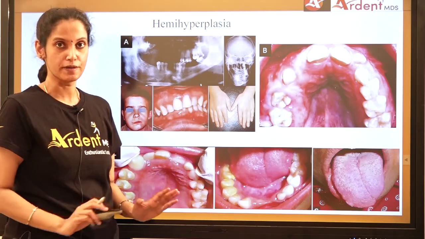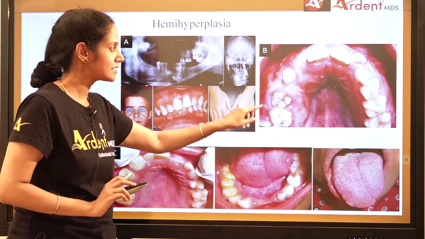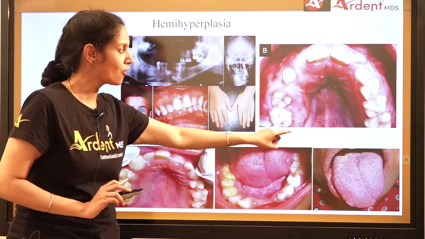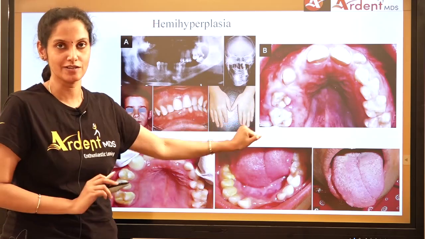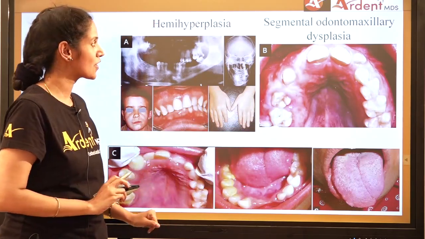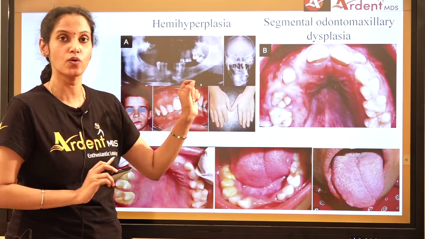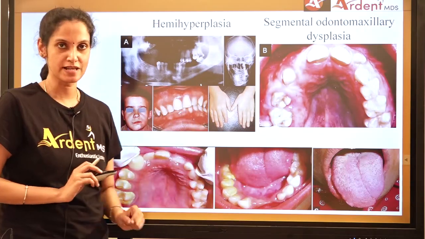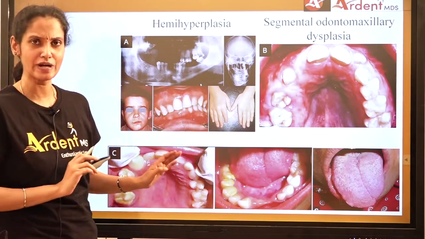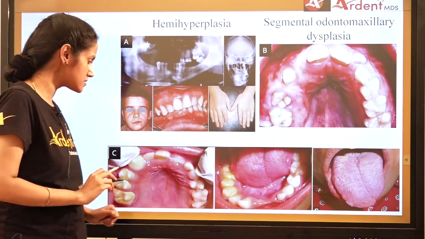Everything is normal for the patient, but there is hyperplasia of just one quadrant alone, in which case it's called segmental odontomaxillary dysplasia. It's a relatively new entity compared to the others.